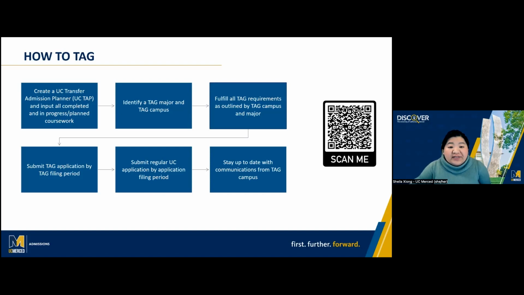All right, there is a QR code here. If you want to scan this QR code, it is going to give you a breakdown of the transfer admission guarantee, as well as the different steps that you can take to submit a TAG and also how to create a UC TAP account.